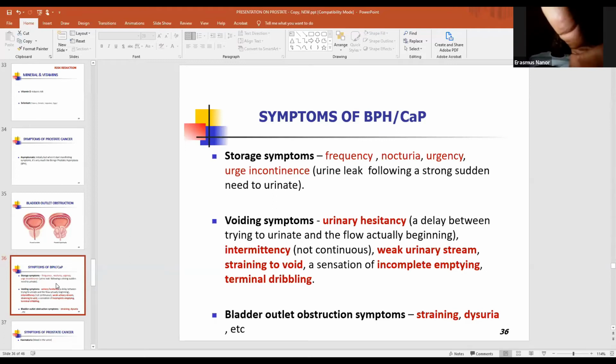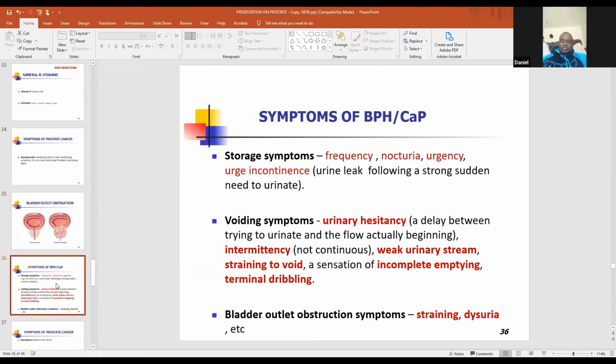Then intermittency. Intermittency means the flow is not continuous. You are pushing the urine, then it breaks, then resumes again. So there's a break in transmission. Now, the third one for voiding symptom is weak urinary stream. Usually when you are passing urine, there is a certain force that follows the urine. That is, the power. But with people with prostate conditions, you realize how you are trying to push the urine, the power behind the flow is very weak.